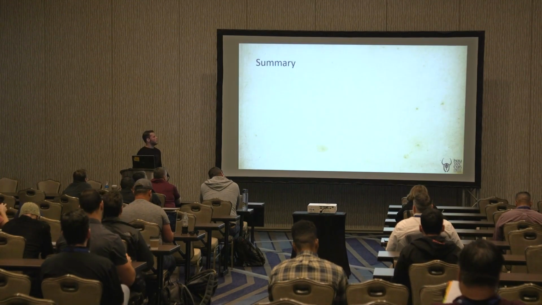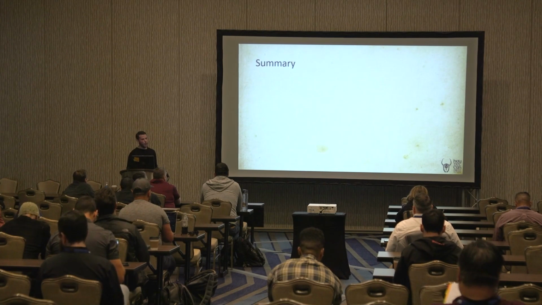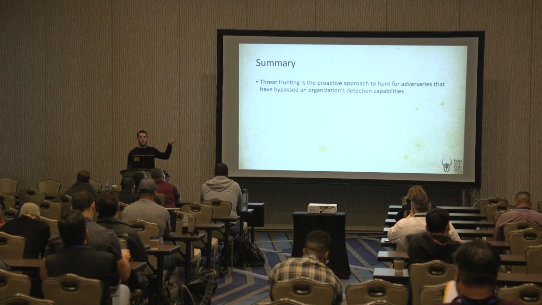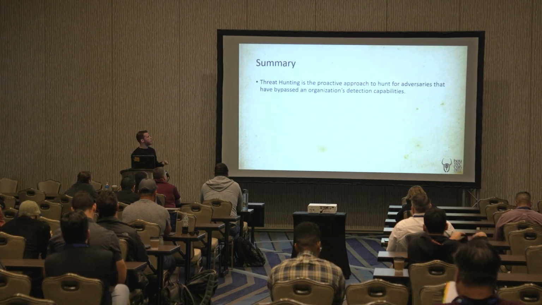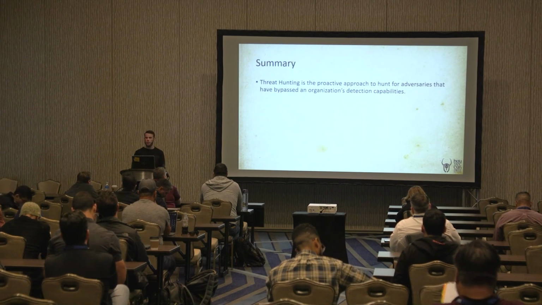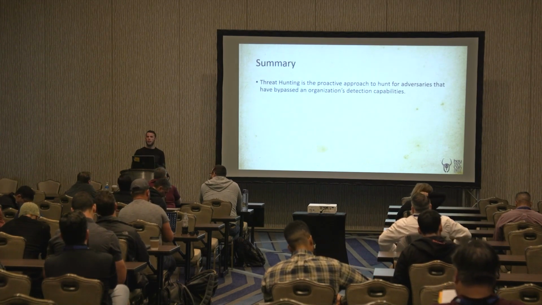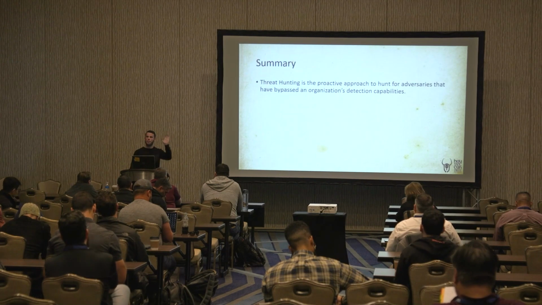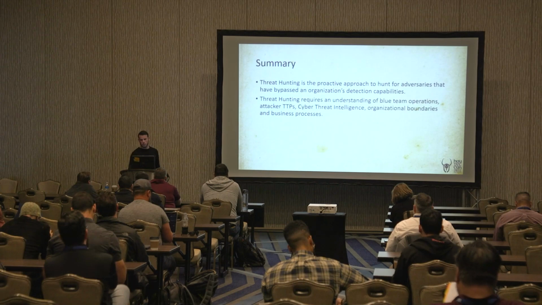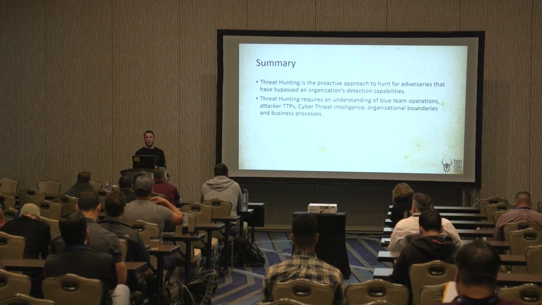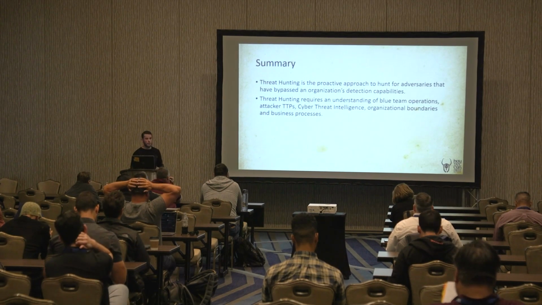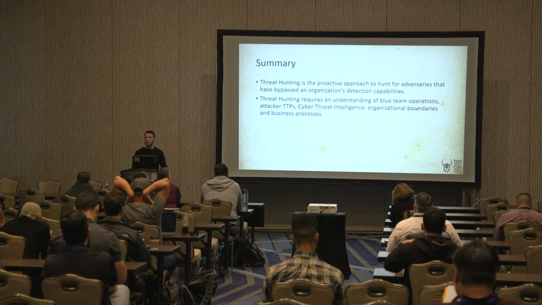So in conclusion, we talked about a lot, had some bumps in the road with the power going out, but in summary, this is a very quick and dirty definition, not as over-engineered as that initial slide, right? So the proactive approach to hunt for adversaries that have bypassed our detection capabilities. Again, we're not waiting on a SOC alert. We're not waiting on a SIEM to say, hey, bad stuff happened. We're just going to go and collect data and hopefully find something. It requires a very intimate understanding of blue team operations, attacker TTPs, threat intelligence, business processes, and organizational boundaries.